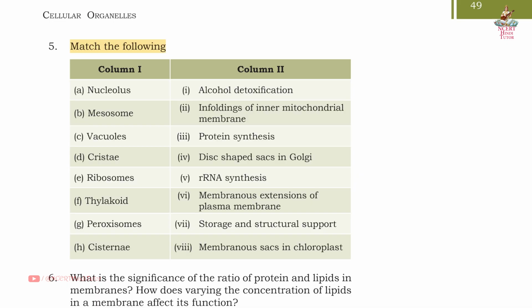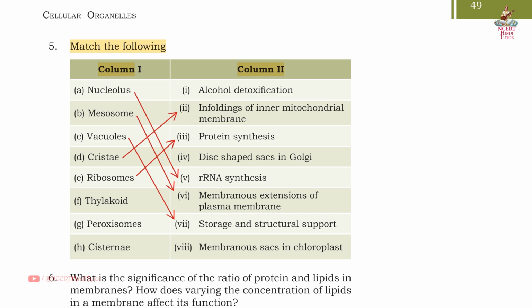Question 5. Match the following. Column 1, column 2. First, nucleolus. Fifth, rRNA synthesis. B. Mesosome. Sixth, membranous extensions of plasma membrane. C. Vacuoles. 7. Storage and structural support. D. Cristae. Second. Infoldings of inner mitochondrial membrane. E. Ribosomes. Third. Protein synthesis.